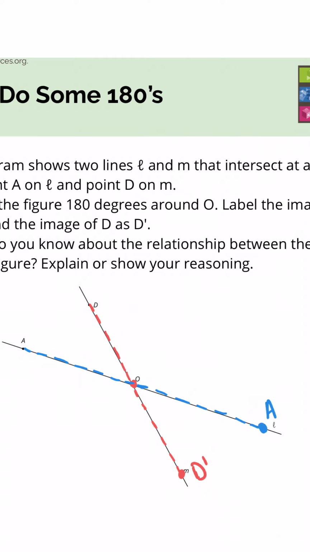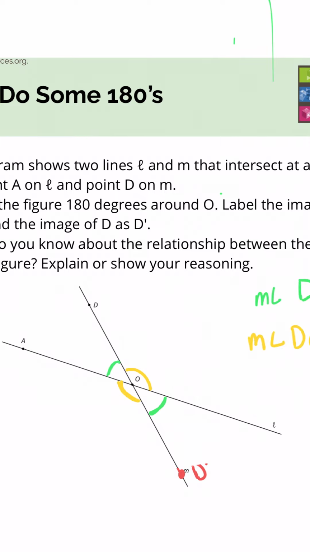Once I have those, here you can see that each of those rotations is 180 degrees. Angle DOA is going to be congruent to angle D prime OA prime, and angle DOA prime is congruent to angle D prime OA.